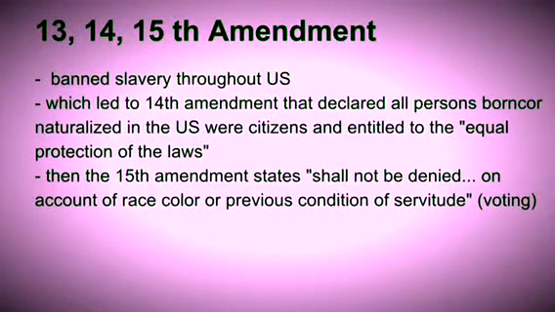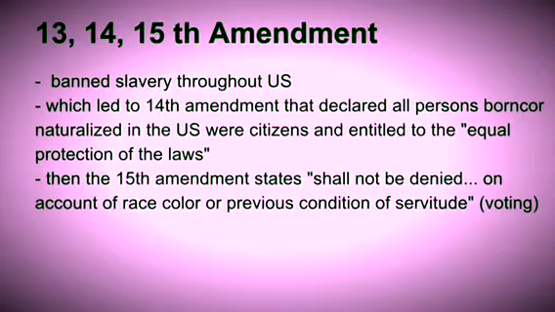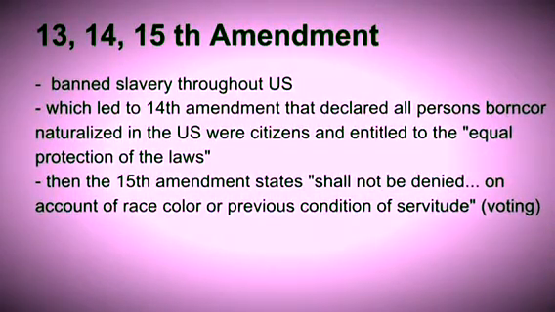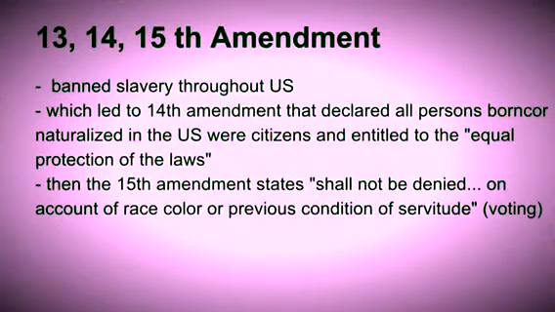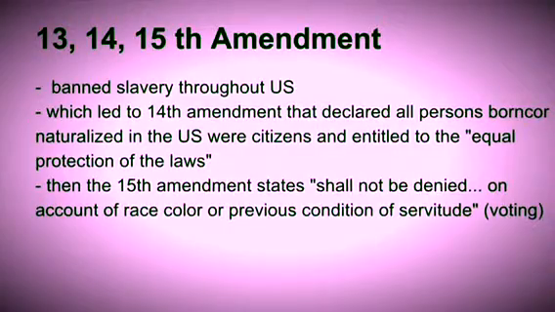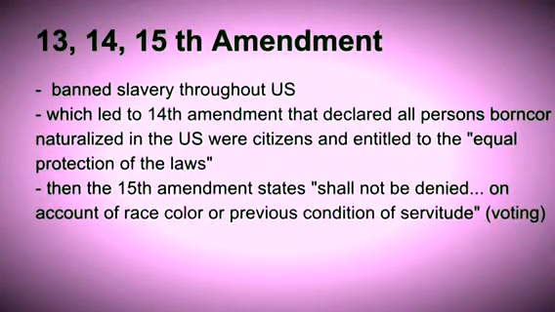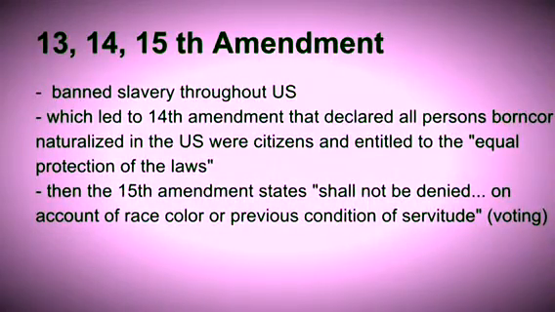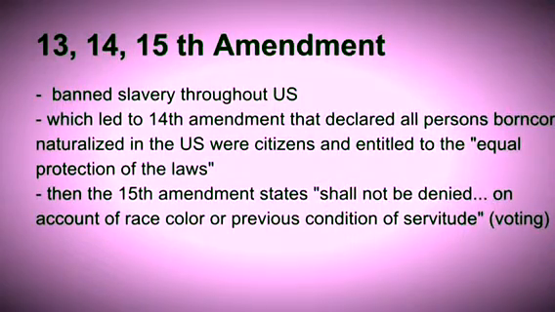The 13th, 14th, and 15th Amendments. The 13th Amendment banned slavery throughout the U.S., which led to the 14th Amendment that declared all persons born or naturalized in the U.S. were citizens and entitled to the equal protection of laws. Then, leading to the 15th Amendment, the right to vote shall not be denied on account of race, color, or previous condition of servitude. This related to voting.